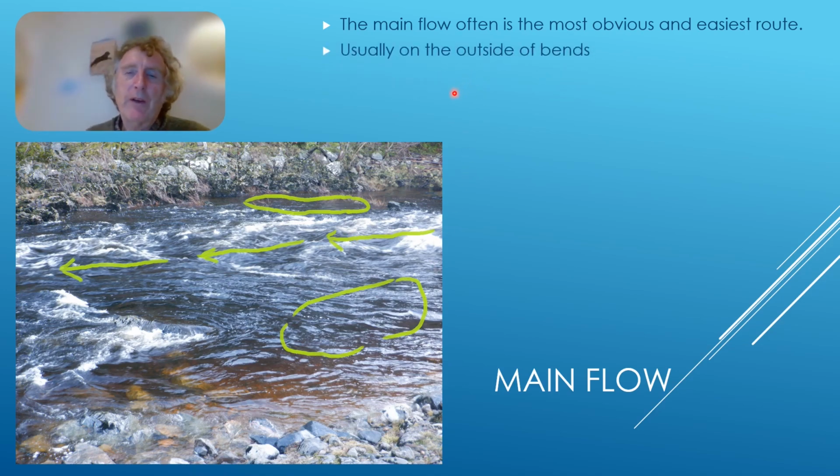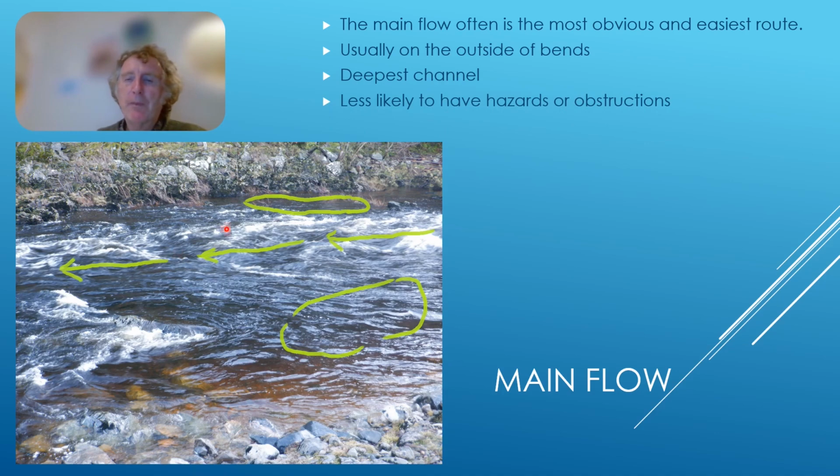So as I said, usually on the outside of the bend is the main flow. It's usually the deepest channel because the current will actually cause erosion and move any rocks and so on. And because the main flow is there most of the time, hazards are likely to be washed away, and so you're likely to have the simplest route.